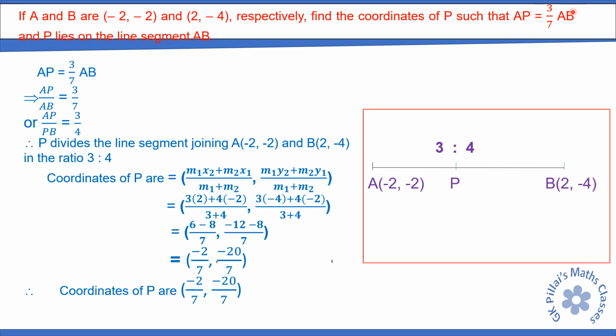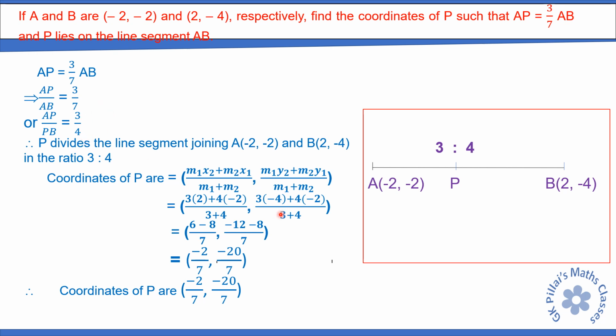You are given AP equal to 3 by 7 AB. I have written here. And I am bringing AB down. So I am getting AP upon AB equal to 3 by 7. But we don't want AP is to AB. We want AP is to PB. So 7 minus 3 will be 4. Write 4 here. Now AP is to PB will be equal to 3:4.